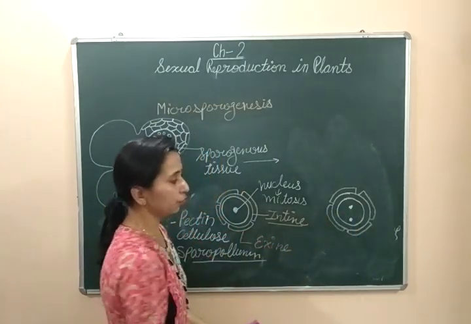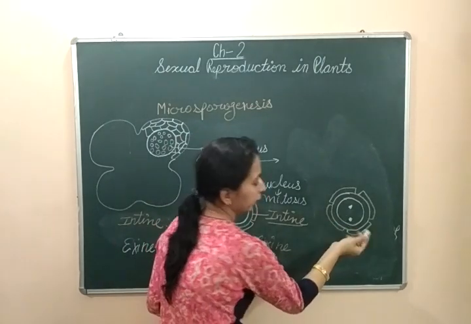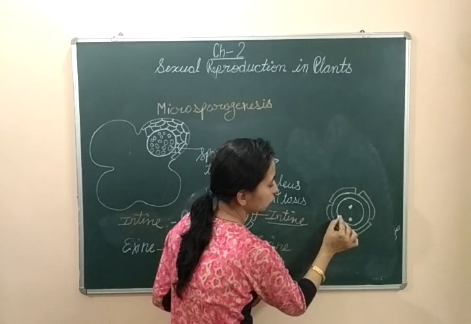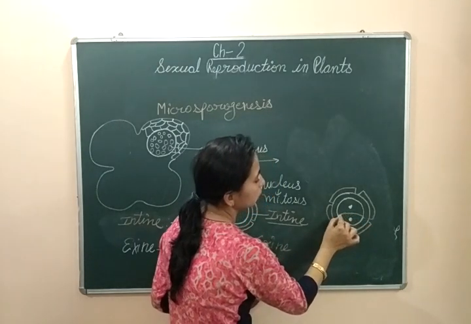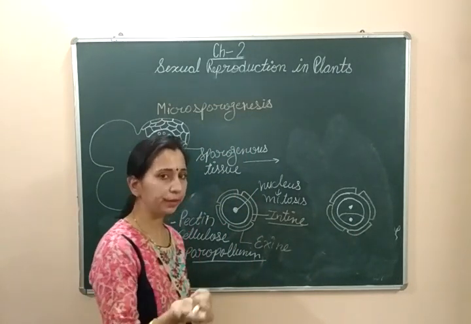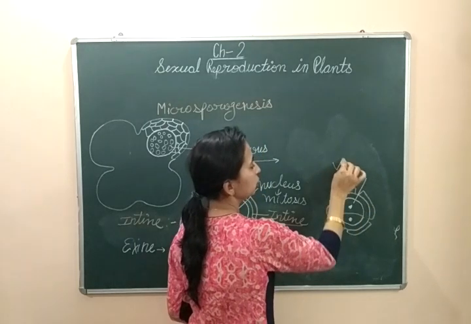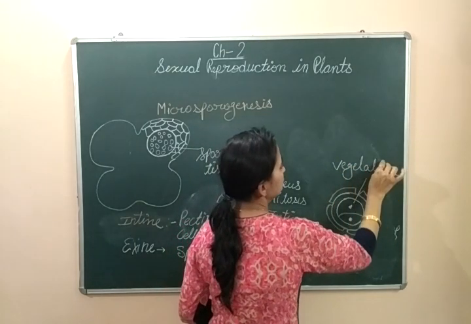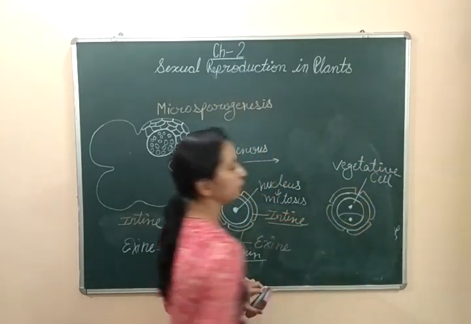After the division of the nucleus, cell wall formation takes place. The cells take some cytoplasm and form two cells, but their cell wall formation is not regular. One cell formed is a little bit larger in size. That cell, which is larger in size, is known as the vegetative cell.